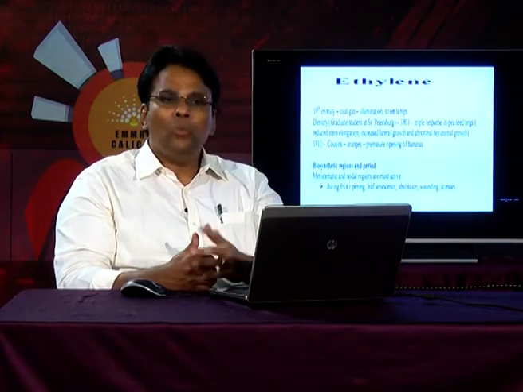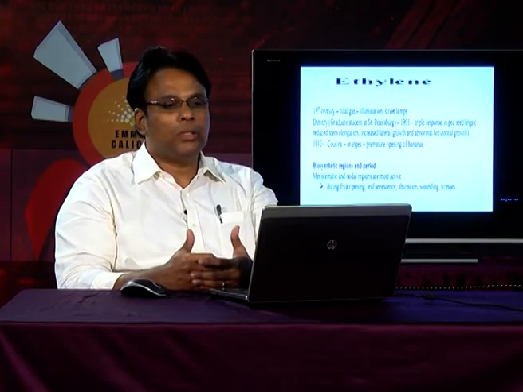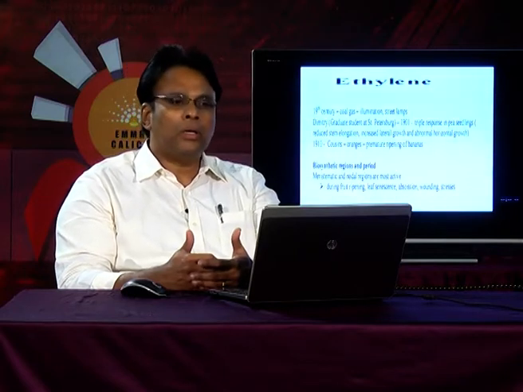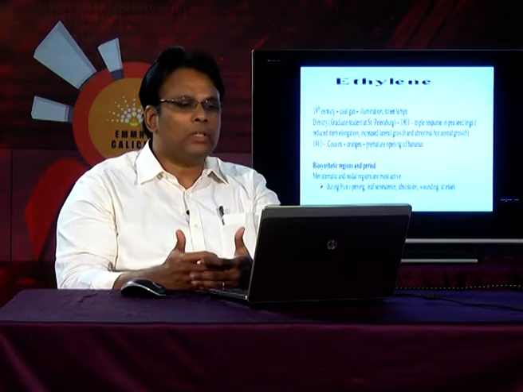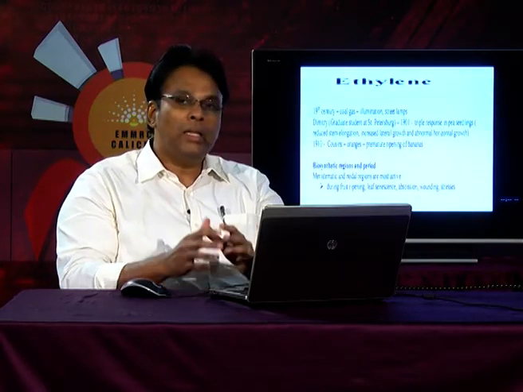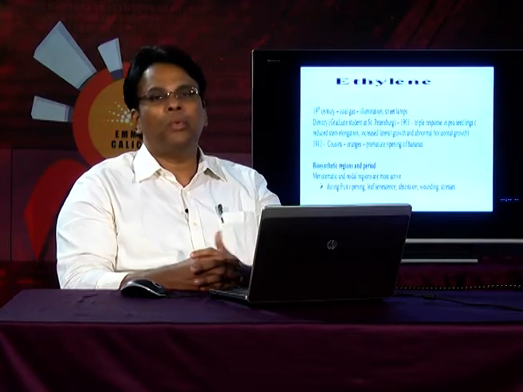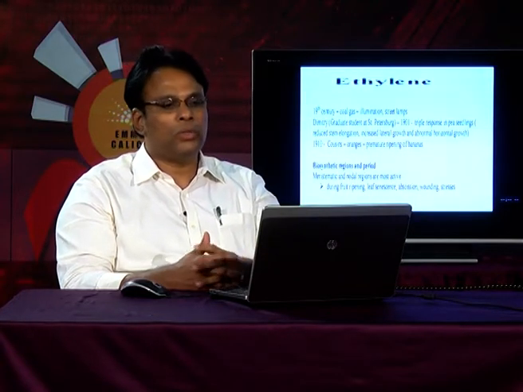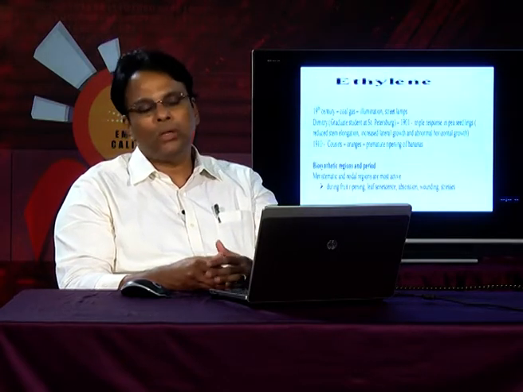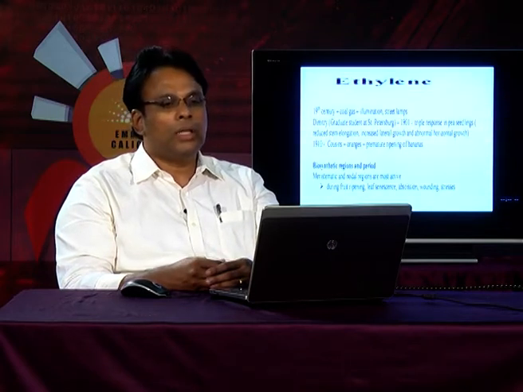Now in 1901, Dmitri, who was a graduate student at St. Petersburg, found that ethylene could bring about a triple response in pea seedlings, that is reduced stem elongation, increased lateral growth, sideways growth, and abnormal horizontal growth. These were the three important changes he could observe in pea seedlings as a result of the ethylene response.